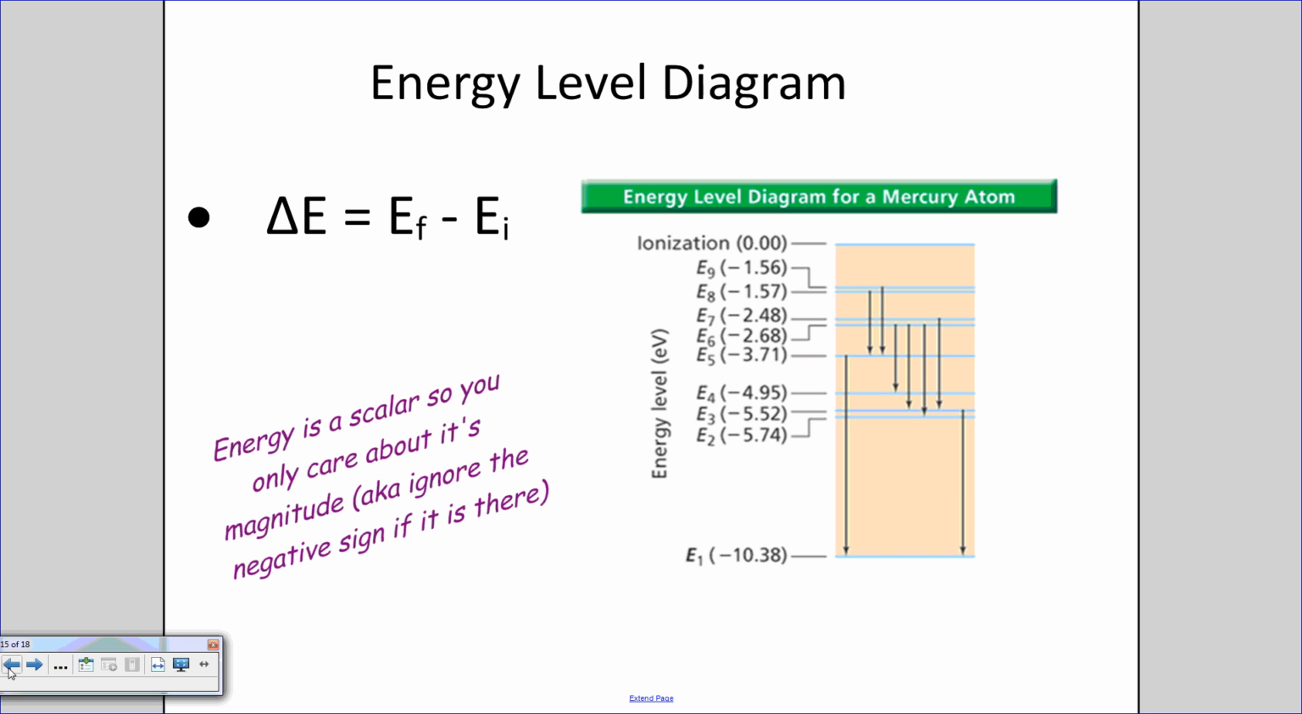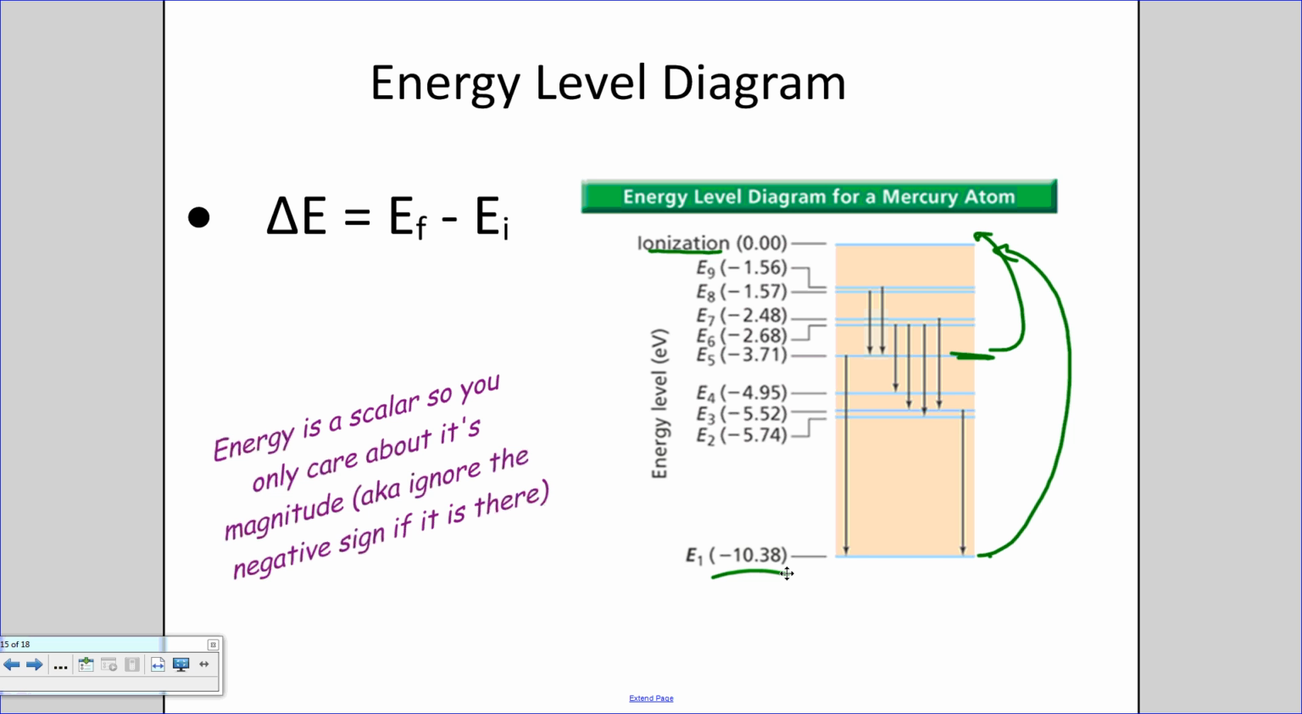What happens if I give it more than, in this case, 10.38 electron volts of energy? Everything needs a specific step, except the one last key, and that's ionization. If I give it more than 10.38, or if it's here at the fifth energy level and I give it more than 3.71, basically I've given it enough to ionize it.